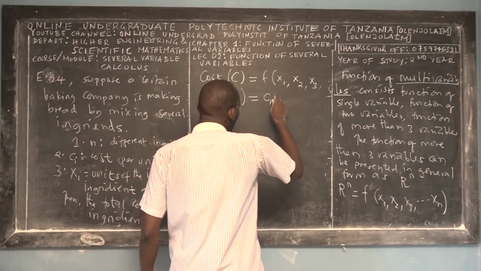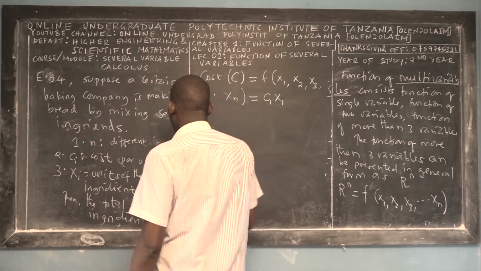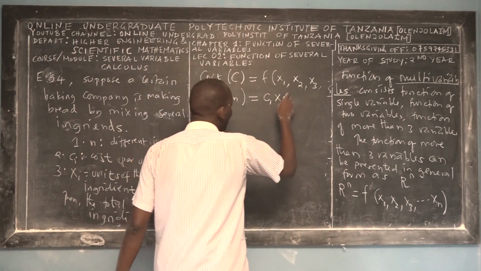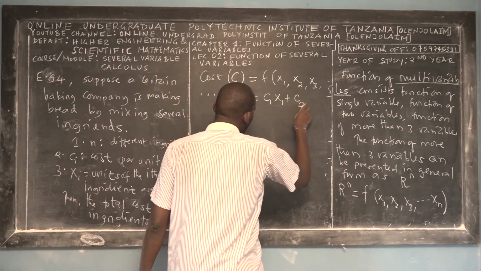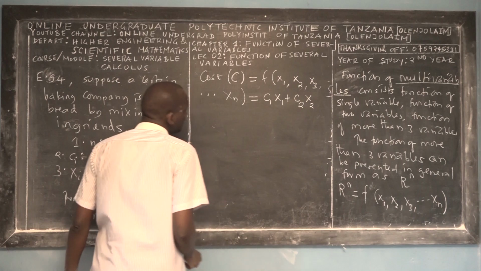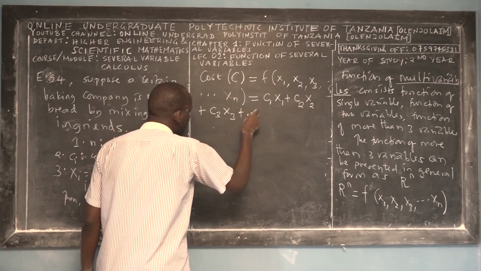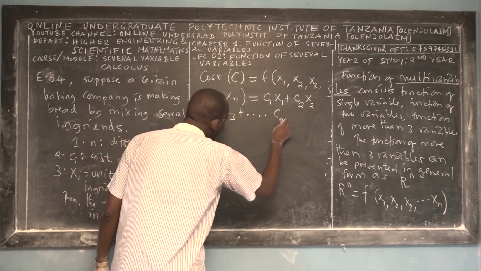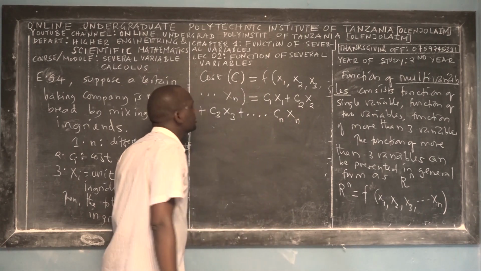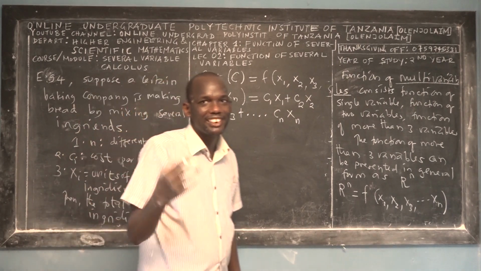So it will be C1 times x1. Okay? So this is for n different ingredients. You have several. This is the cost for one ingredient. Then I add the cost of the second ingredient, units of the second ingredient. Then I add C3 and x3. Then I add up to the cost of the nth ingredient times the units of the nth ingredient, xn. So this is a function of n variables. This is a function of more than 3 variables.